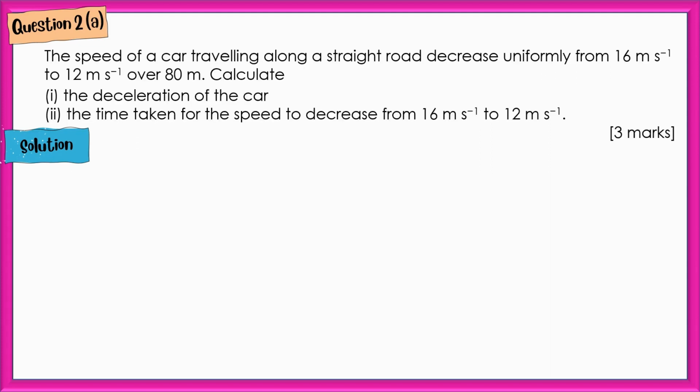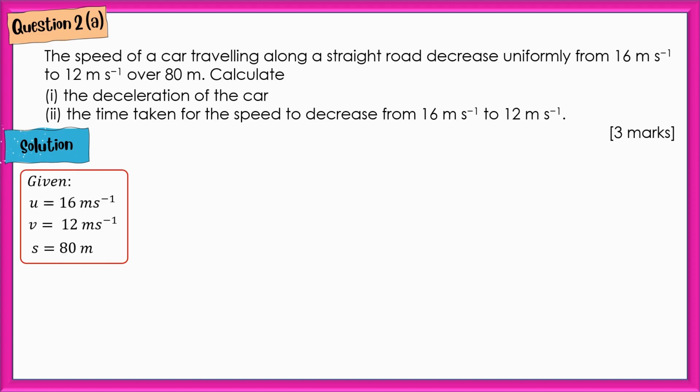For question number 2a, the speed of a car travelling along a straight road decreased uniformly from 60 meter per second to 12 meter per second over 80 meter. Calculate. Okay, before you do the calculation, first list the information given from the question. So, for example, u is equal to 60 meter per second, and then the speed is decreasing to 12, so final velocity is 12 meter per second, and the displacement or distance is 80 meter.